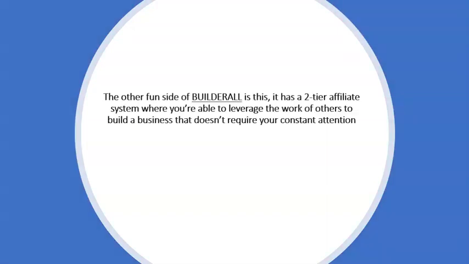And the other fun side of Builderall is this: it has two affiliate systems where you are able to leverage the work of others to build a business that doesn't require your constant attention. So what does this two-tier affiliate system imply? It simply means that as an affiliate, you're able to get other affiliates to subscribe to Builderall through you and also do the business. So you earn directly from them, and you also earn from those that subscribe through those that subscribe through you. But it only goes a step further. After the first step, it doesn't go beyond that.